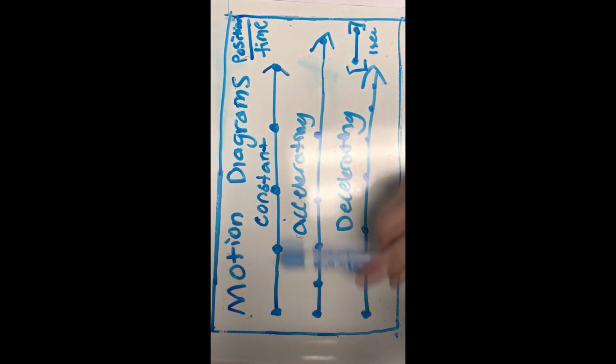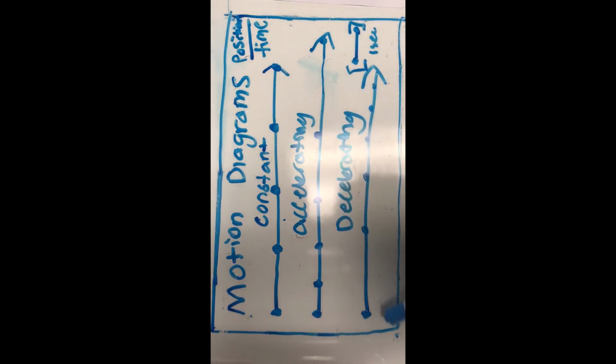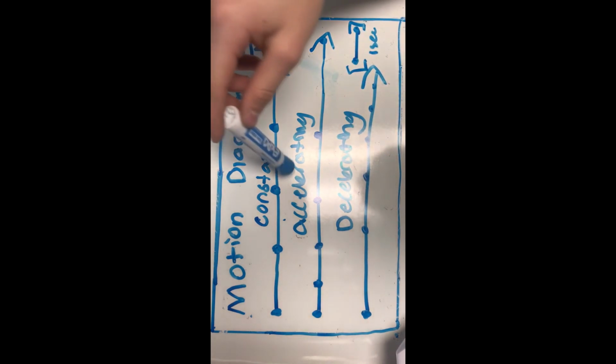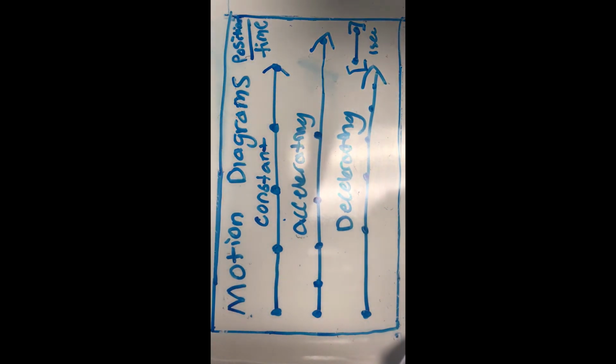When the car was at a constant velocity, it traveled the same amount of distance per second. When the car was accelerating, the distance it traveled per second increased. When the car was decelerating, over here, the distance per second decreased, which meant it was slowing down. The more spread out the dots, the greater the speed; the closer together, the lower the speed. When the dots are equally spaced apart, it's at a constant velocity.